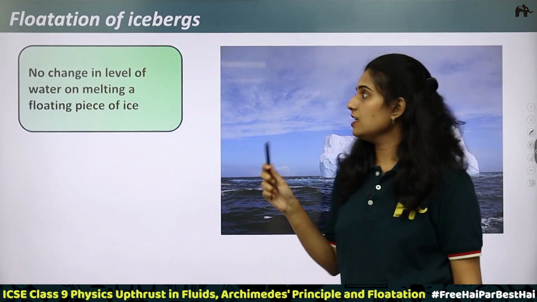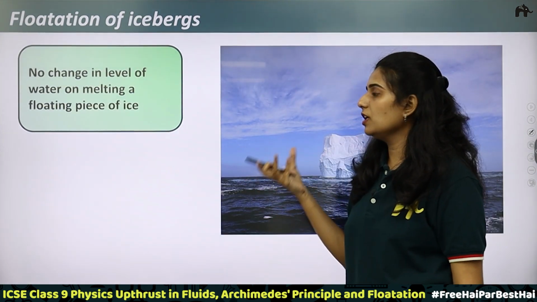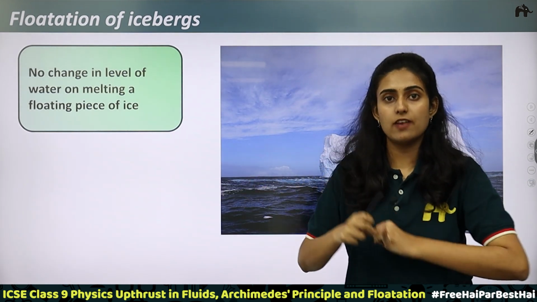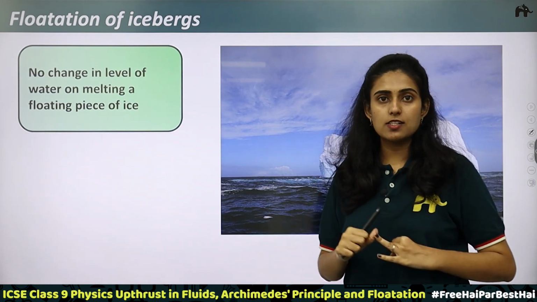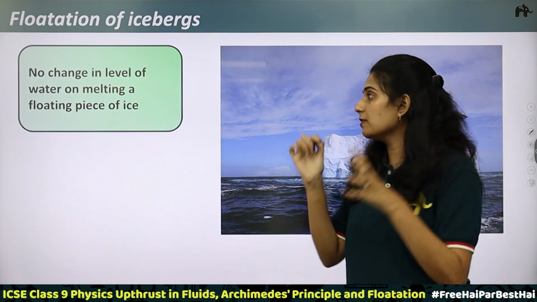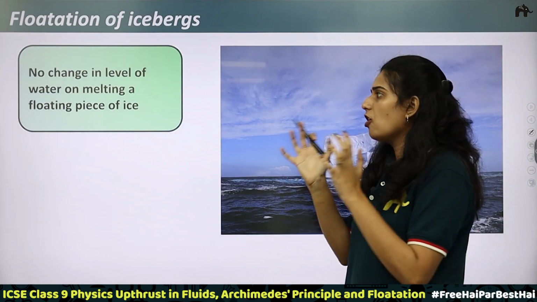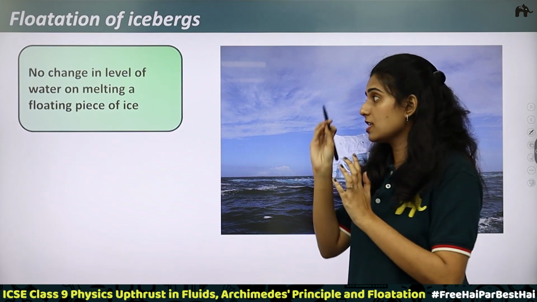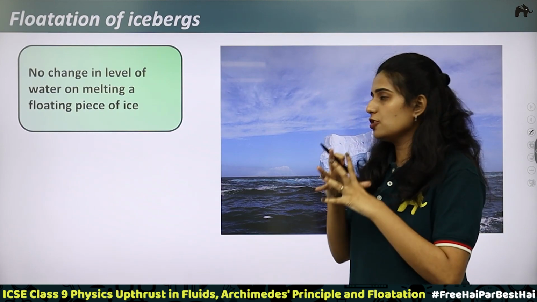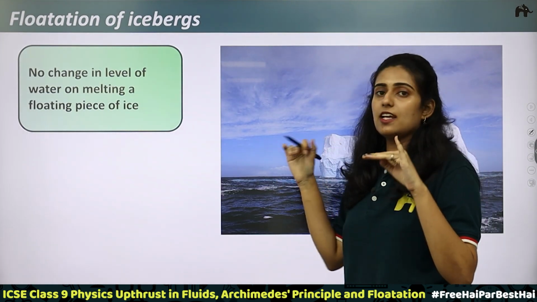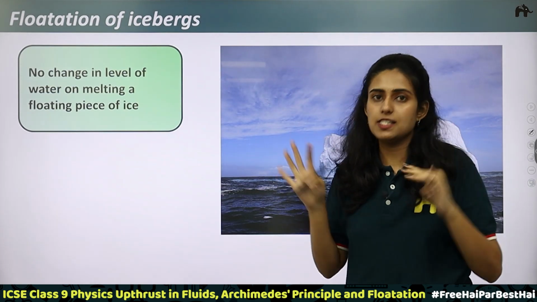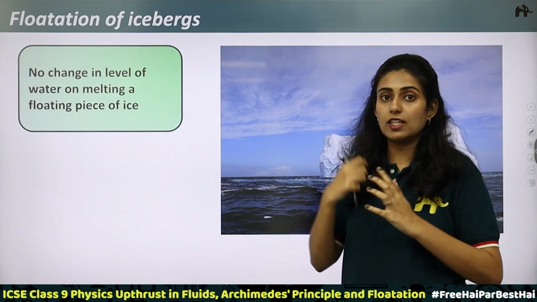No change in level of water on melting a floating piece of ice. So when a floating piece of ice melts, what is happening? Density of ice is not changing, density of water is not changing. So what happens is the volume of the body contracts. That is, the volume of the body is decreasing. When the volume of body decreases, what happens to the submerged portion? The submerged portion will just increase. Okay, so since the submerged portion increases, it is not causing any rise in the level of water. The level of water will be the same. Okay, it won't be affected when the ice melts.